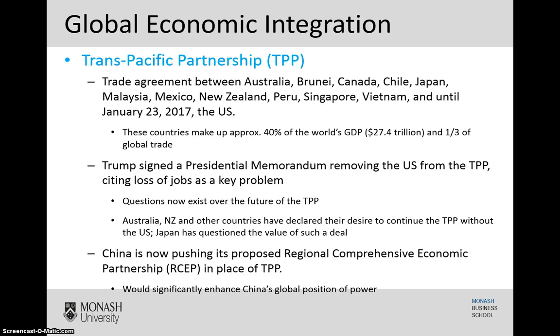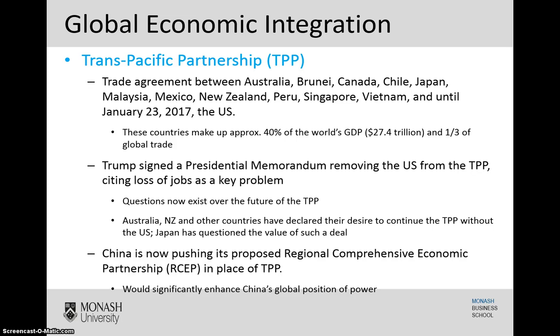It is in effect a trade agreement between Australia, Brunei, Canada, Chile, Japan, Malaysia, Mexico, New Zealand, Peru, Singapore, Vietnam, and until very recently, the United States. In fact, it was only at the beginning of 2017 that the US removed themselves from the TPP. Now combined, these countries make up approximately 40% of the globe's GDP, so $27.4 trillion, and 1/3 of global trade. So it's a massive attempt here at economic integration that really does incorporate a fair chunk of the world's international business.